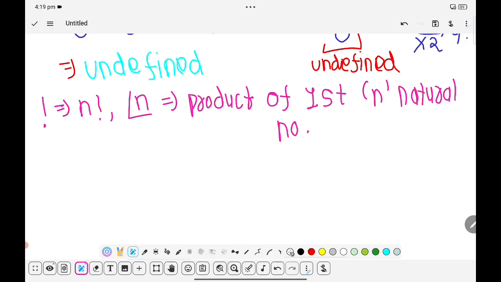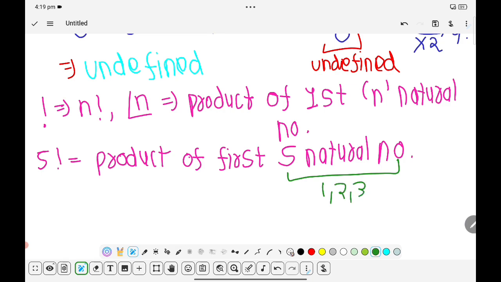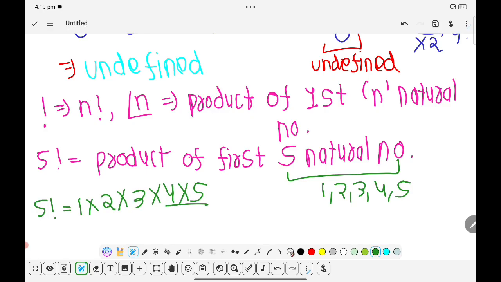So if I write 5 factorial, 5 factorial means the product of the first 5 natural numbers. Now what are the first 5 natural numbers? These are 1, 2, 3, 4 and 5. So if I multiply all these numbers, I will get the value of 5 factorial. So 5 factorial becomes 1 into 2 into 3 into 4 into 5. 4 5s are 20 and this becomes 120.